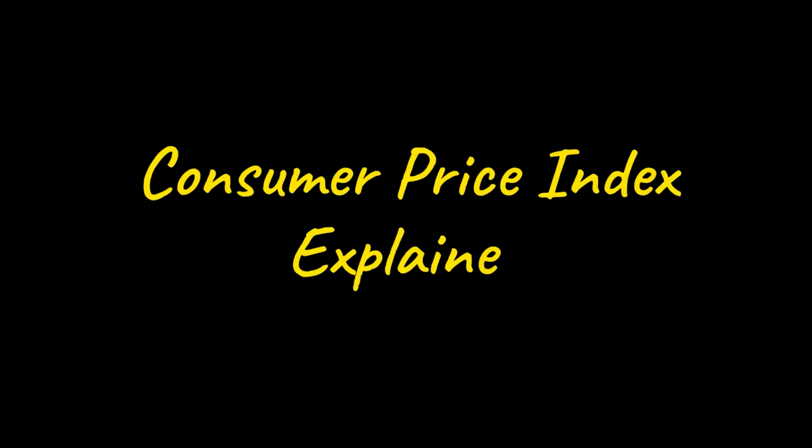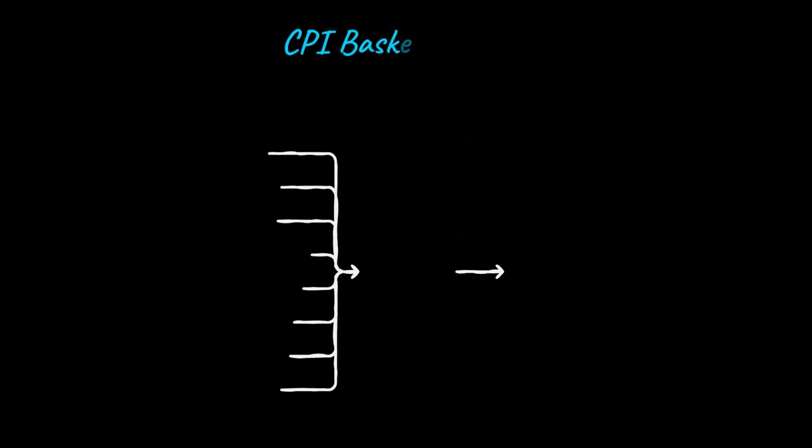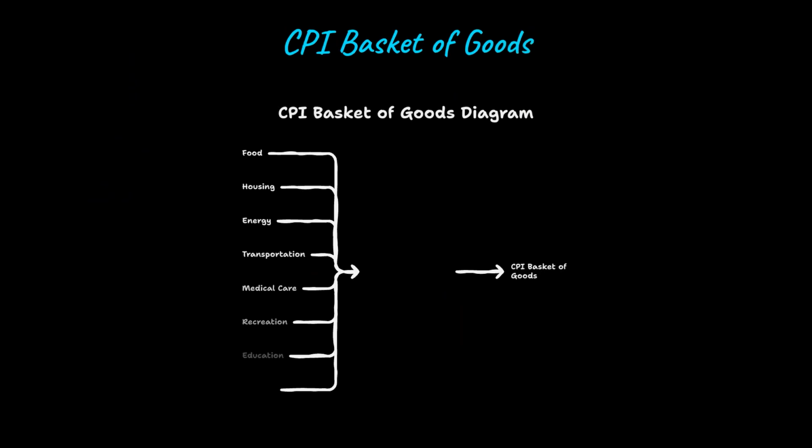The Consumer Price Index, or CPI, is the economy's primary thermometer for consumer price inflation. It tracks how much the cost of living is actually changing for everyday households over time. The basket is carefully chosen to reflect typical household spending. Categories like food, housing, energy, transportation, and medical care are all weighted according to how much consumers actually spend on them each month.